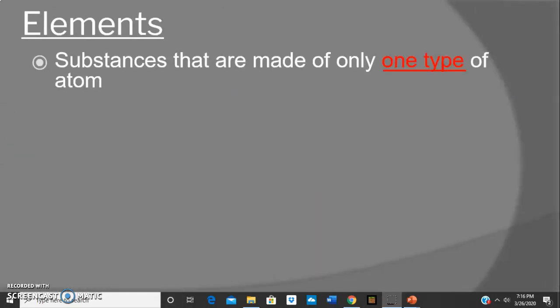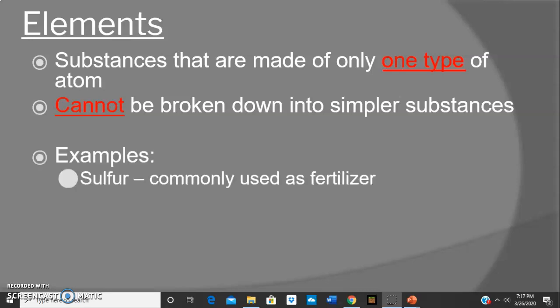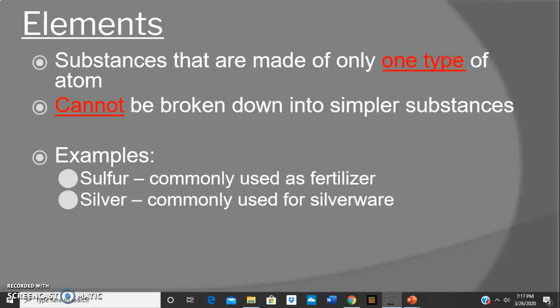All right, so elements are substances that are only made of one type of atom. Elements cannot be broken down into any simpler substances. Examples of elements are sulfur, which is commonly used as fertilizer. You might find it as hard water in your local water systems. Silver is a common element. It used to be used in silverware back when we had kings and queens. It's also used as jewelry.